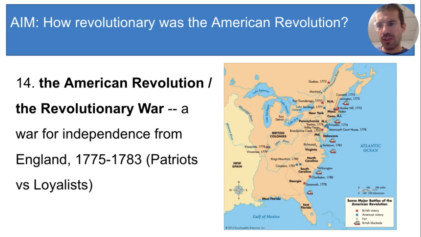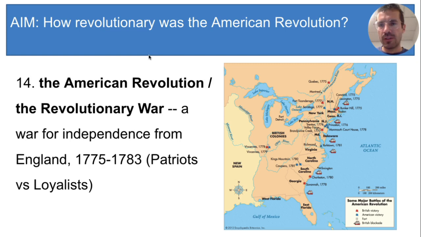The American Revolution is the war for independence from England, fought between the patriots, the people who wanted independence, and the loyalists, the people who supported English rule. The war lasted 8 years, and in 1783, the Patriots won. England surrendered, and the 13 colonies became the new independent country called the United States. They were now free from British rule.